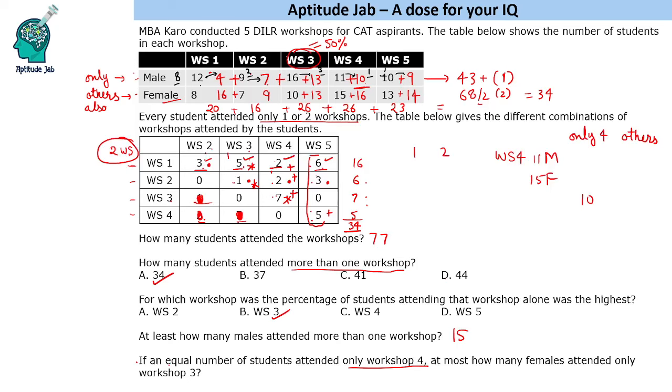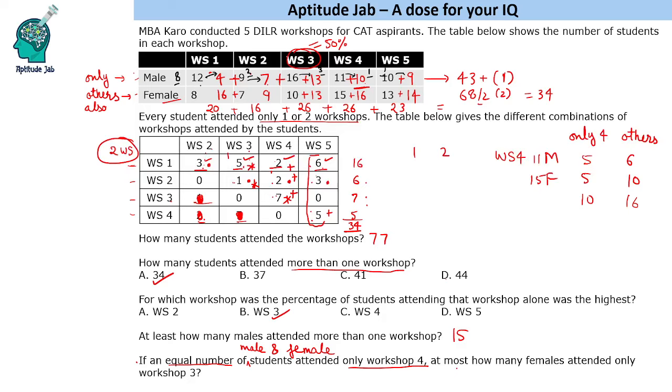So the question says if an equal number of students attend only workshop 4. Ideally it should say male and female, equal number of male and female students. Sorry for that, the text is missing here. So equal number of male and female students means out of these 10, 5 should be male and 5 should be female. Now for others, there will be 6 male and 10 females. Okay, so that is the distribution. For others, we have 16 students, not 15 students, so 16 students, and out of them 10 are female.